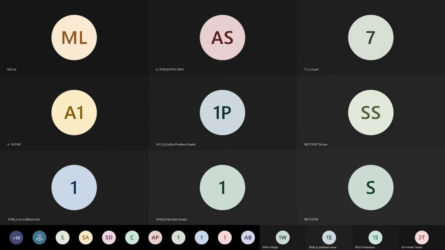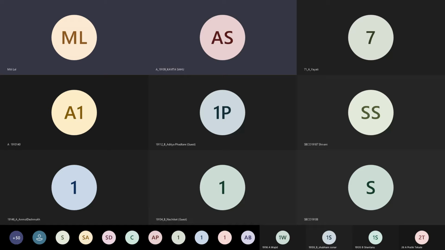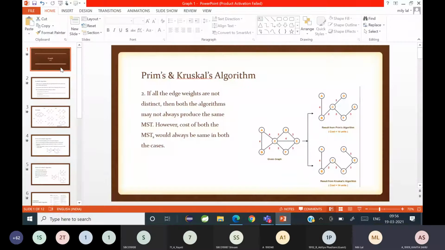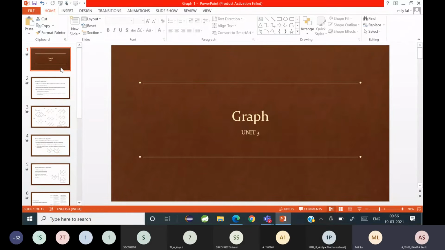Ma'am, actually, I was having a doubt. Yes, please ask. Ma'am, can we randomly select the minimum edge, or is it compulsory to go in the flow? Like if it is AB, so we have to select the minimum edge which is connected from B only, or else from A.